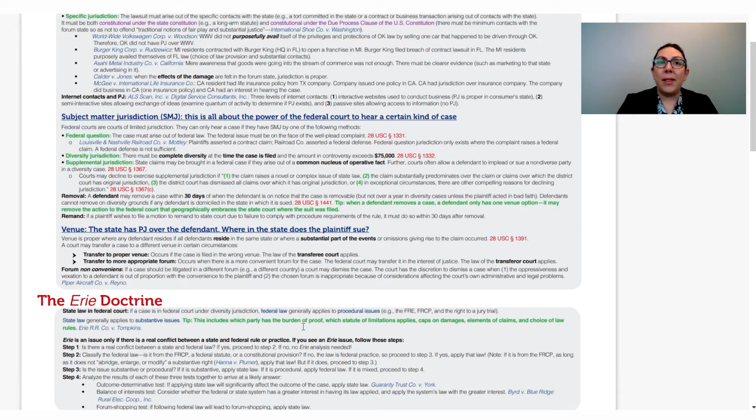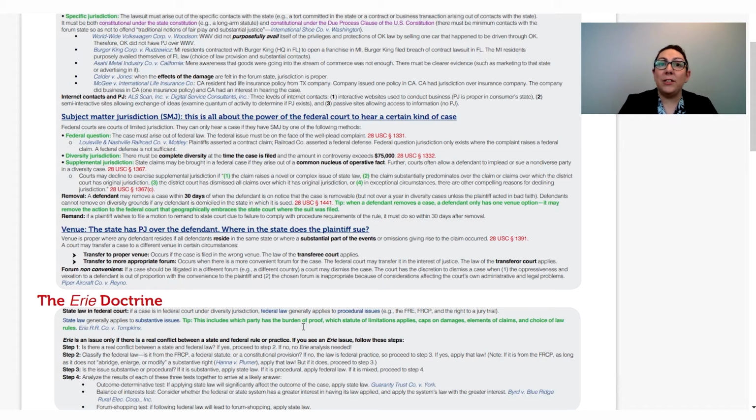Removal is the doctrine that applies when a plaintiff files the case in state court and the defendant says, you know what? We could be in federal court right now. This case meets the requirements of either federal question or diversity jurisdiction, and I would rather be in federal court. So the defendant is allowed to remove the case from the state court system over to the federal court system if the defendant can show that the case could have been filed in the federal court to begin with. In other words, the defendant shows that there's either federal question or diversity jurisdiction.